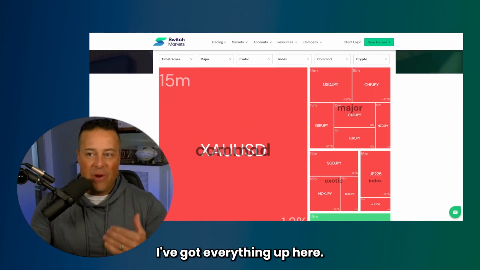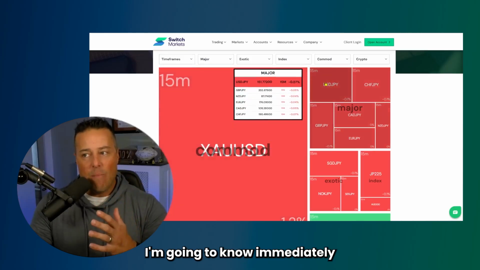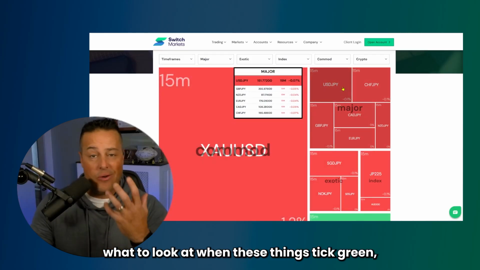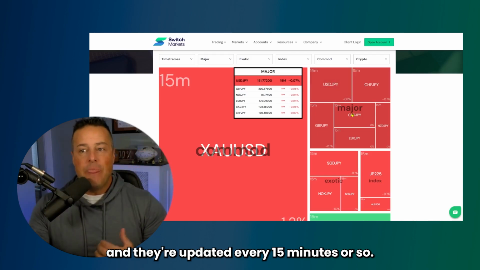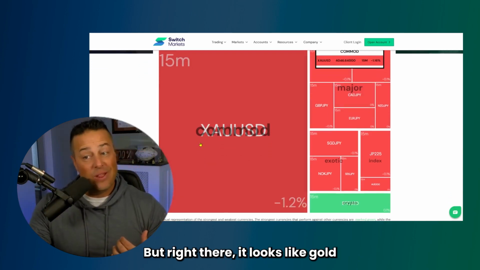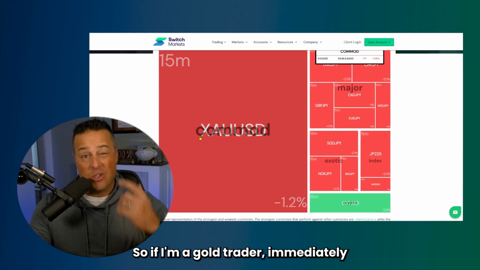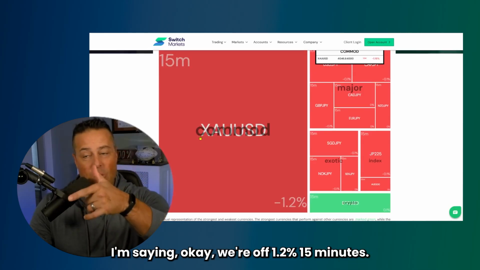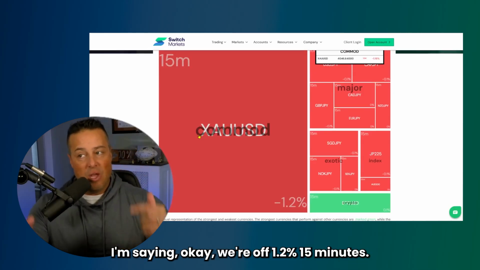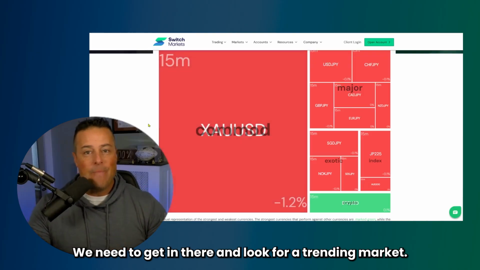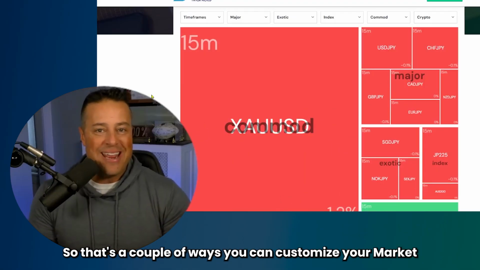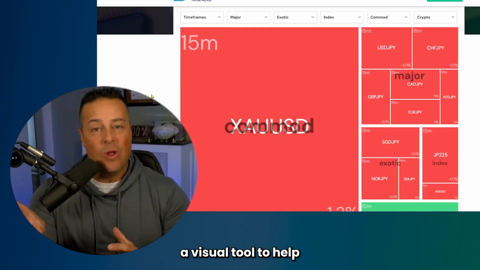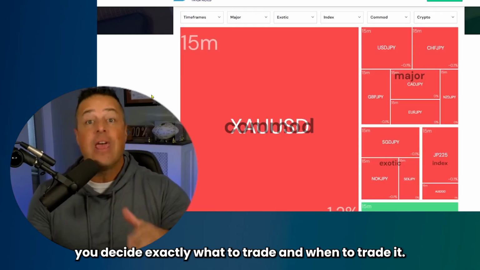I've got everything up here, and as the session evolves, I'm going to know immediately what to look at when these things tick green, when they tick red, when the boxes change shapes, and they're updated every 15 minutes or so. But right there, it looks like gold is the biggest game in town. So if I'm a gold trader, immediately I'm saying, okay, we're off 1.2%, 15 minutes. We need to get in there and look for a trending market. Definitely something worth looking at there. So that's a couple of ways you can customize your market heat map, get you up and running with a visual tool to help you decide exactly what to trade and when to trade it.